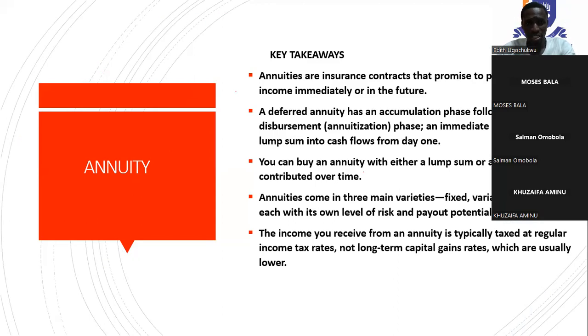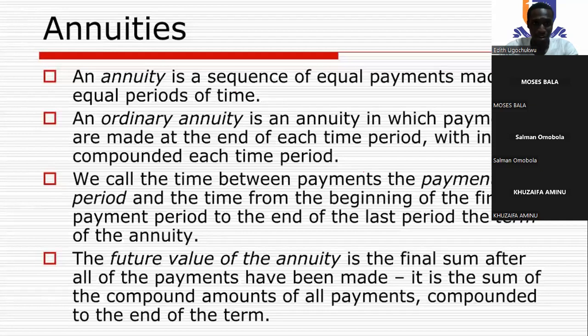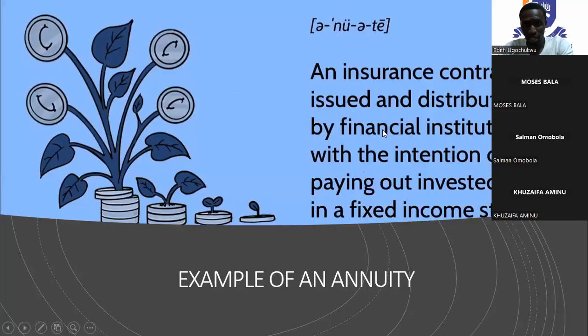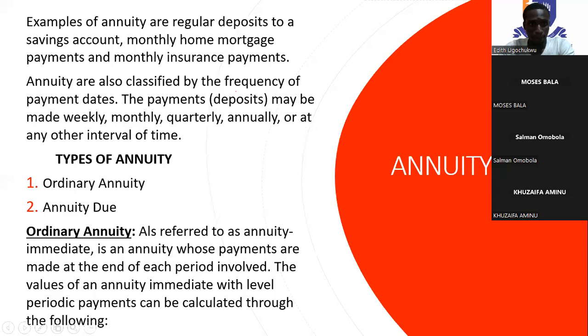So ordinary annuity is a payment you make at the end of a period. That's ordinary annuity. While annuity due is a payment you make at the beginning of a period. So you can see the types of annuity. Ordinary annuity, also referred to as annuity immediate, is an annuity whose payments are made at the end of each period.